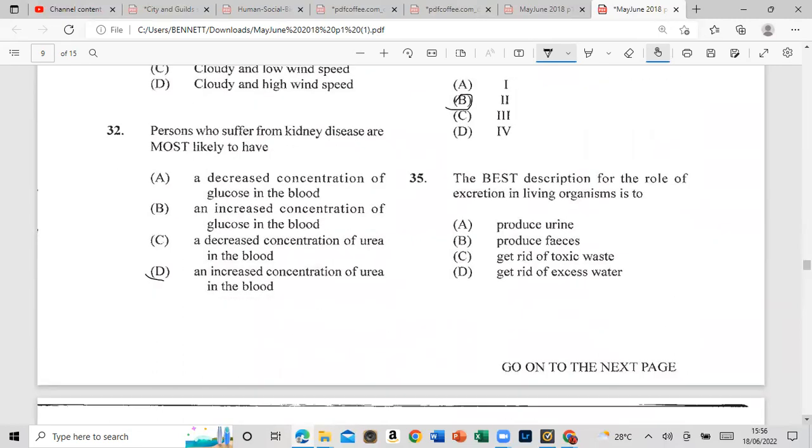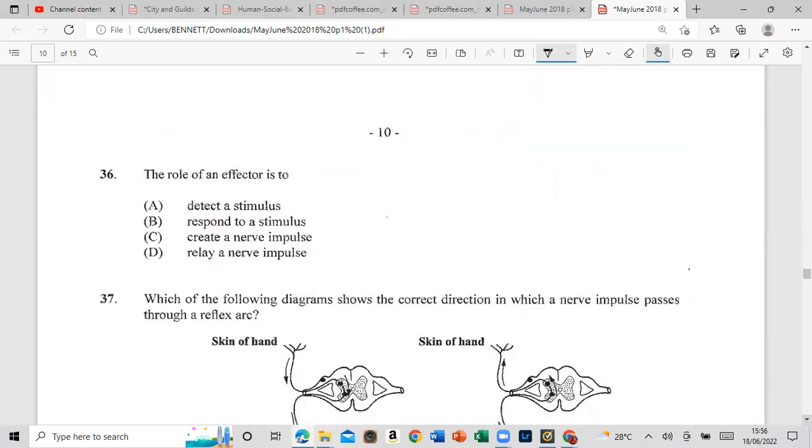And 35, the best description of the role of excretion in living organisms is A, produce urine, B, produce feces, C, get rid of toxic waste, D, get rid of excess water. And let's get rid of the toxic waste. So let's move on to 36.